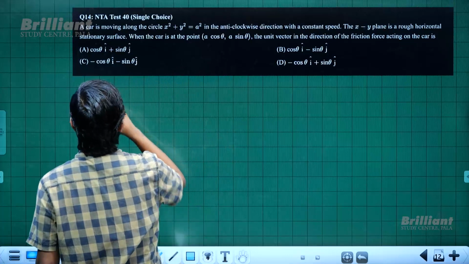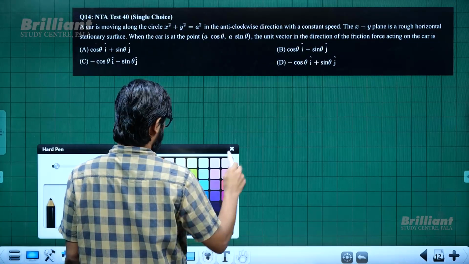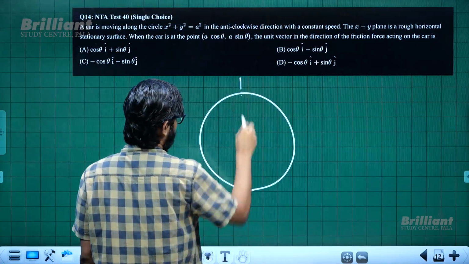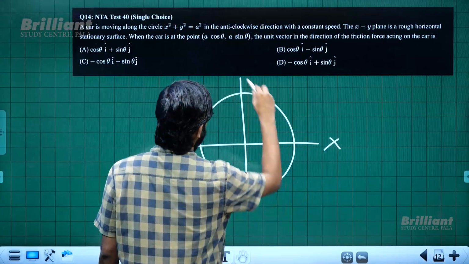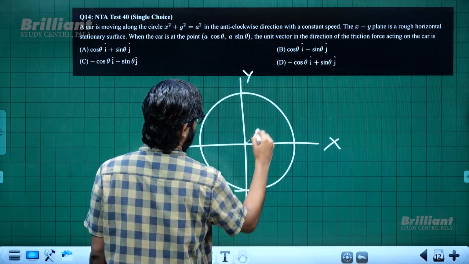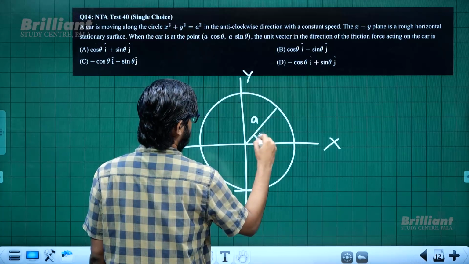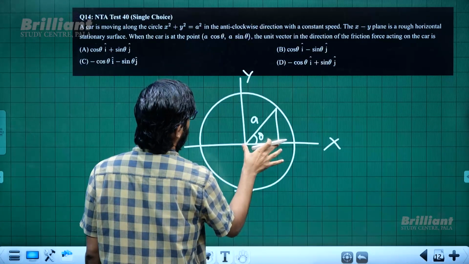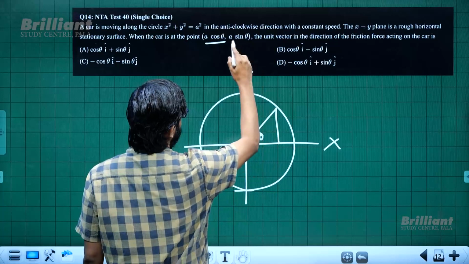Yeah, this is almost the same question. A car is moving in a circular motion which is given by x square plus y square equal to a square. So this is x axis, this is y axis. Now the radius is a, this angle is theta, x coordinate is going to be a cos theta and y coordinate is going to be a sin theta.